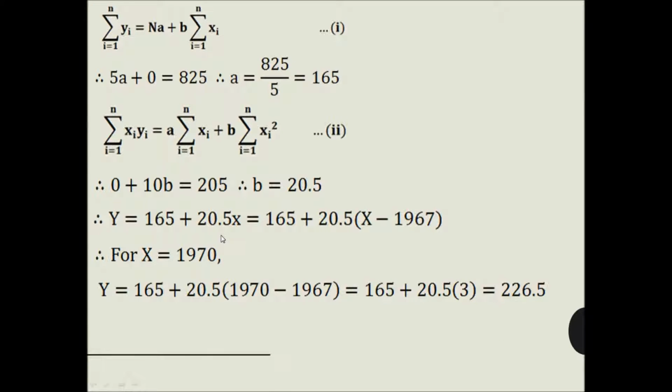So then we can find out the value for x is equal to 1970, because we will be able to substitute that value in this equation, and then we will get the answer y equal to 226.5, which is approximately equal to 227.